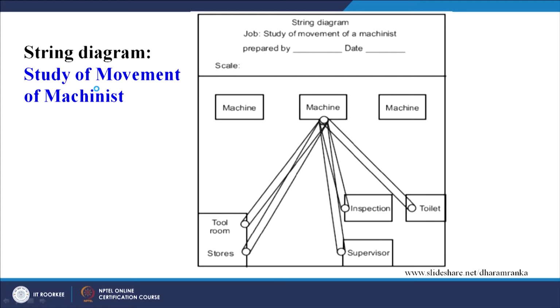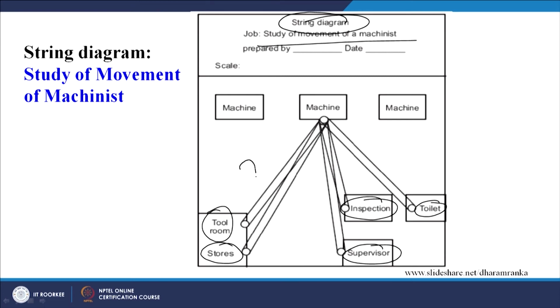Now, this is one string diagram, that is study of movement of a machinist. We can see it is a string diagram. What is the job? Study of movement of a machinist. So, this is a machine, this is a tool room, this is a machine, these are the stores. So, he has to go to the supervisor also, inspection also, toilet also.